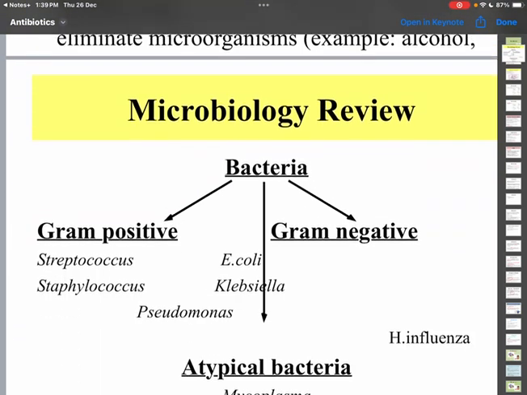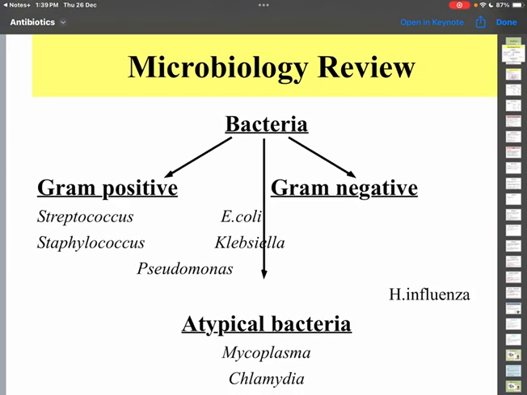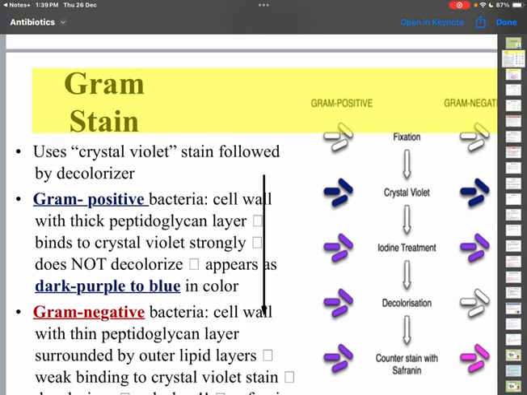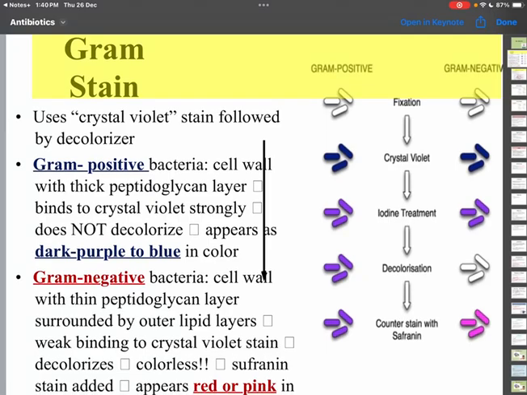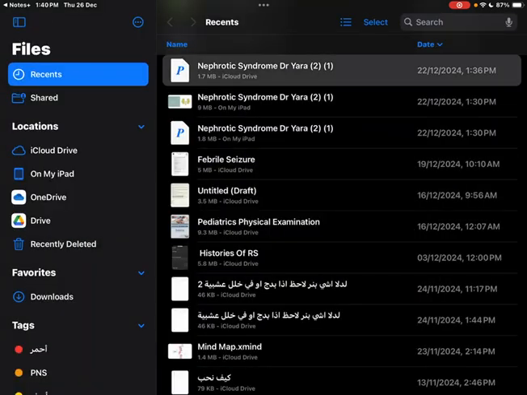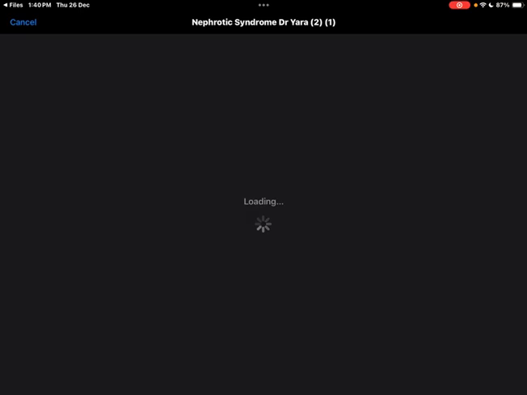Okay. So bacteria are either gram-negative, gram-positive, or atypical bacteria. Gram-positive or gram-negative means that we did a gram stain on the bacteria. We use crystal violet stain. The uptake of the crystal violet stain differs between gram-positives and gram-negatives. Gram-positives have a thick membrane, so they have a heavy intake of the stain, which makes them very hard to decolorize later on. That will leave a dark purple to blue stain on the bacteria.